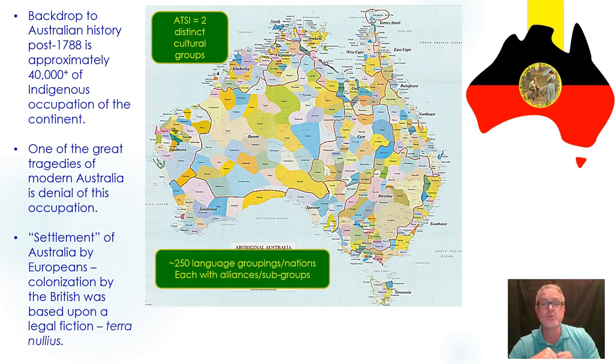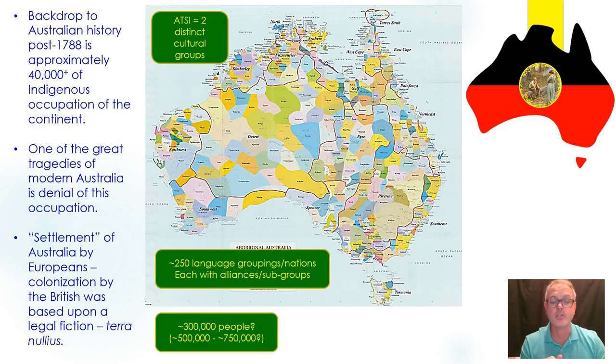These groups across Australia spoke approximately 250 different languages, and those languages roughly aligned with 250 nation groups. Now, within some of those nation groups, there were multiple languages, so it doesn't quite fit, and that happens in the modern world today. Some nations have multiple languages spoken in them. Each of those nation groups had their own sets of alliances. They had their own subgroups, their own clans, their own relationships, trade routes, and so on, connecting them to other national groups.